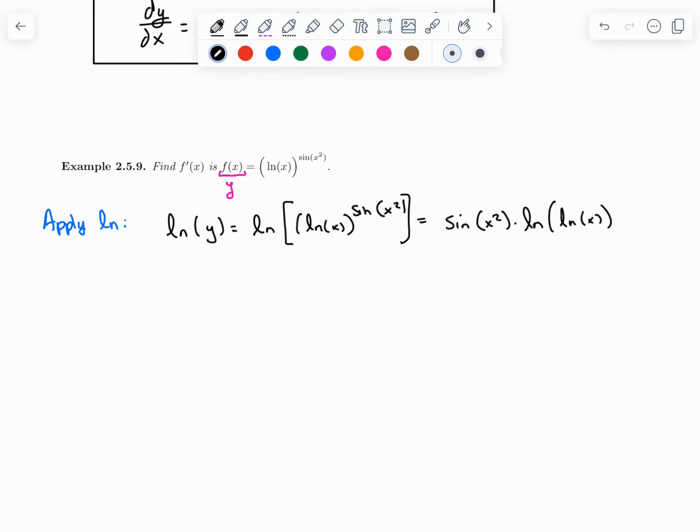So let's go ahead and differentiate that on both sides. I'd like you to do that and check your work with me.